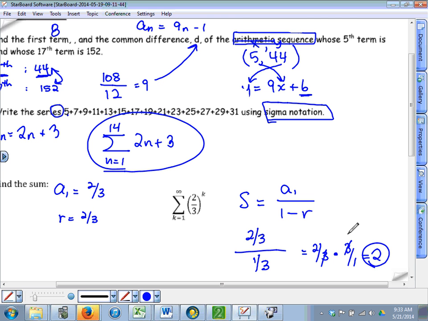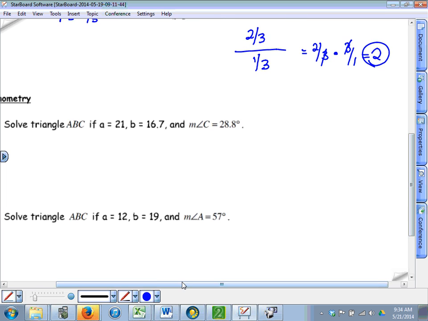So the infinite sum of that geometric sequence is 2. That means this sum approaches 2, so it gets 1.99999 with an infinite number of 9s. It just never actually reaches 2. 1 minus 2/3 is 1/3, yeah. You learn a lot more about this in calculus. This is called a convergent series because it converges to a number.